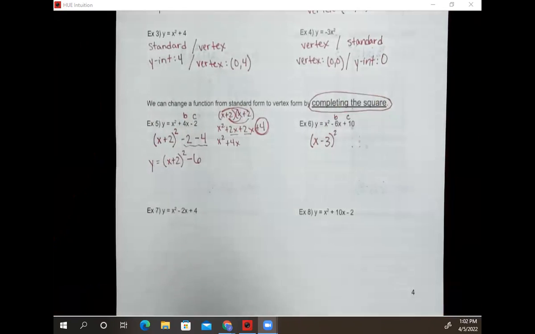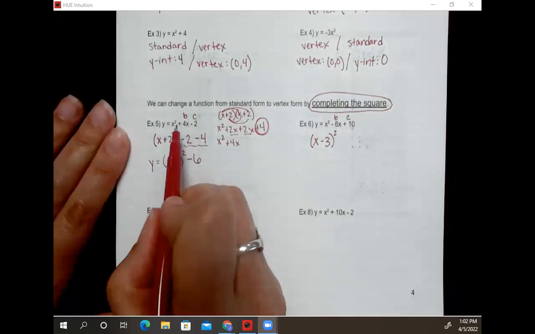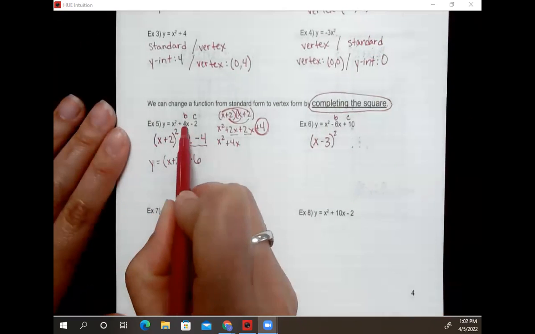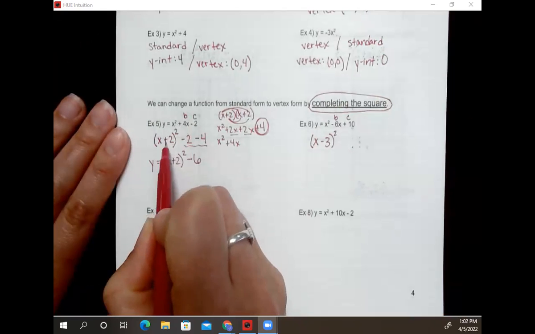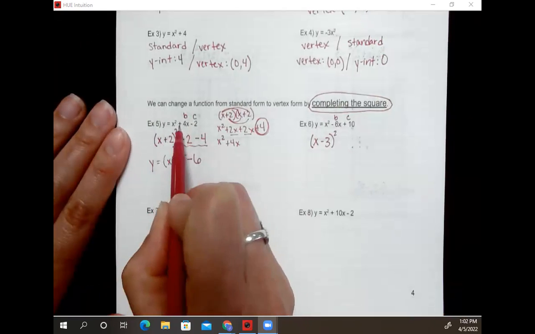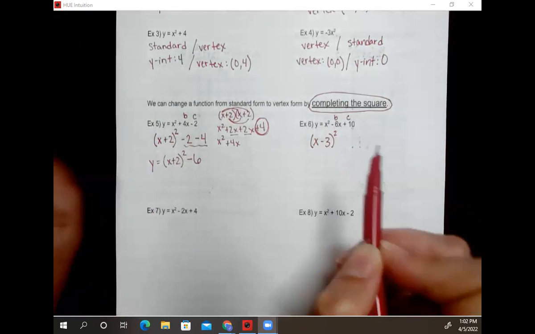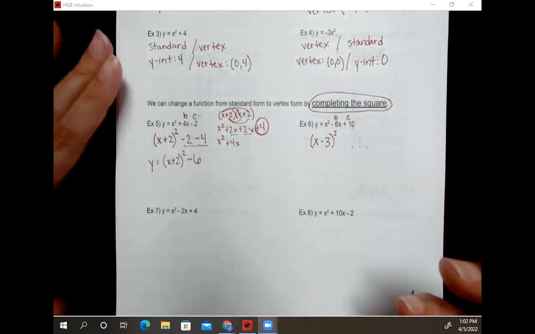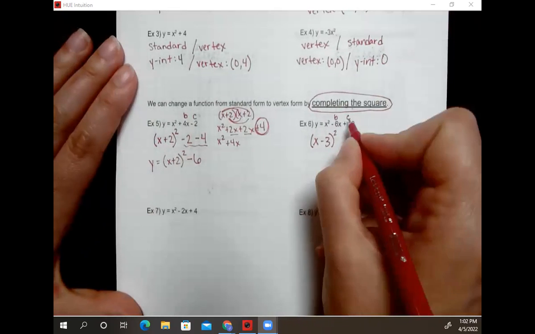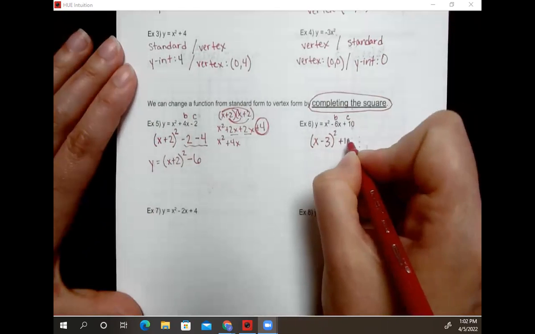I want to pause here for just a second to point out that whatever sign I have on my B in standard form is the same sign I get in vertex form. So that H value, that number in parentheses of x. Since this is positive, this is also positive. Since this is negative, this is also negative. That sign should stay the same. Okay, so B cut in half. I keep the C that I have, so I'm going to keep that plus 10.